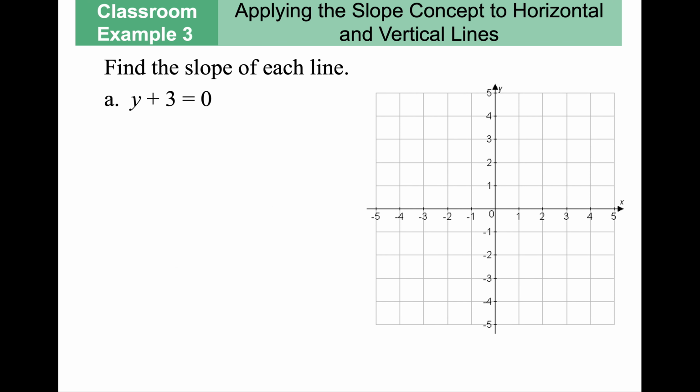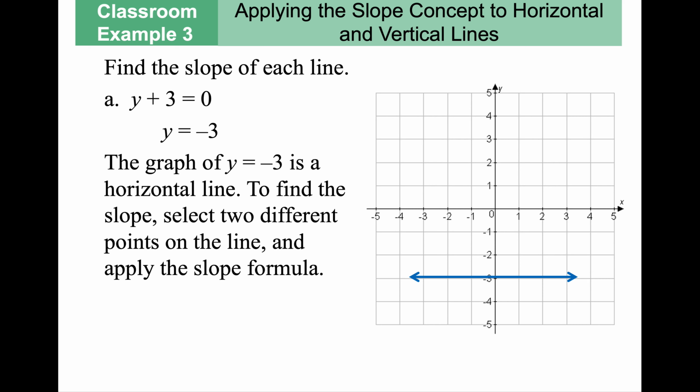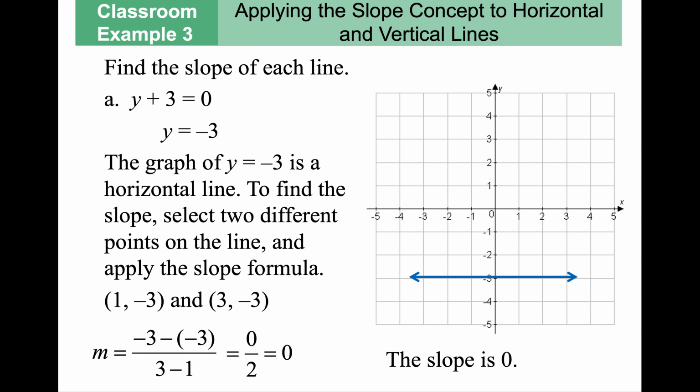Now let's try this. Find the slope of each line. y equals -3 is going to be the horizontal line. Now, any horizontal line is going to have the same slope. It's always going to be a slope of 0 for any horizontal line. And that's because anything you get at the top is going to be subtracted to become 0. So that's just a great thing to memorize or to put on a note sheet. y equals a number, boom, the slope is 0.